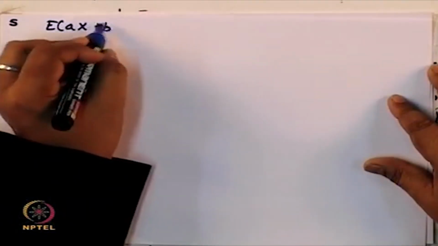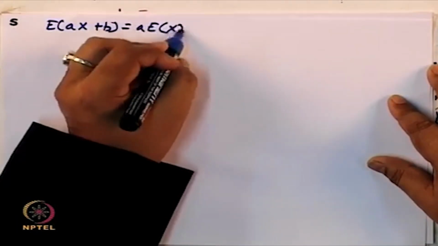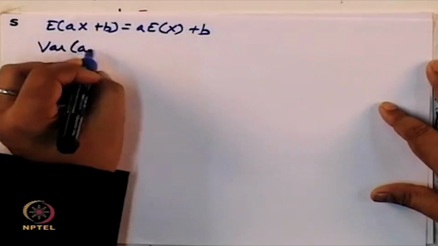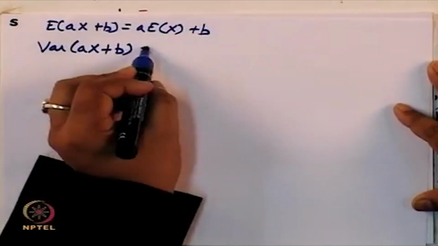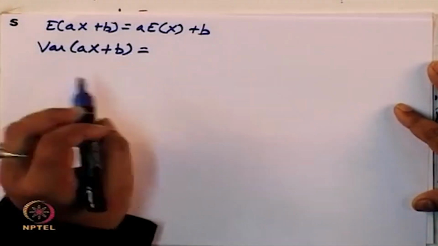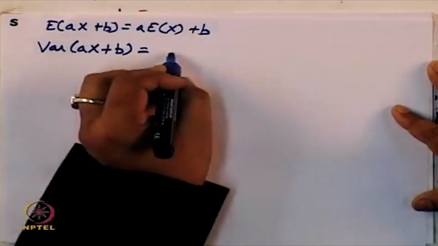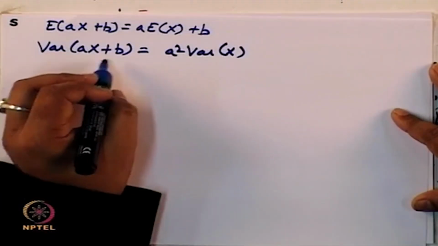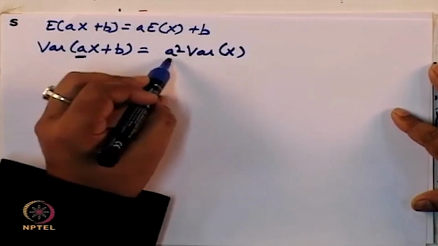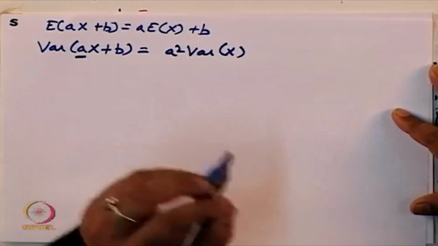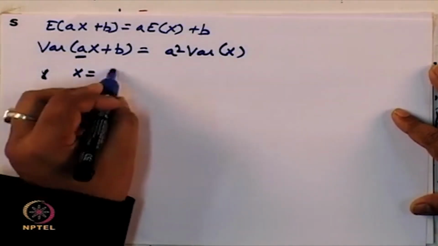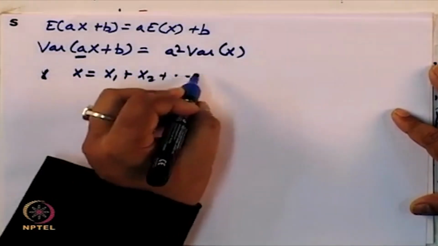Now, I already showed that E of (A x plus b) is equal to A E of x plus b. So, what do we get for variance of A x plus b? I do not need to derive this equation, but what we found was variance of A x plus b is nothing but A square variance of x. Variance of a constant is 0, and when you have a scalar multiple prefactor, it just takes the square form.